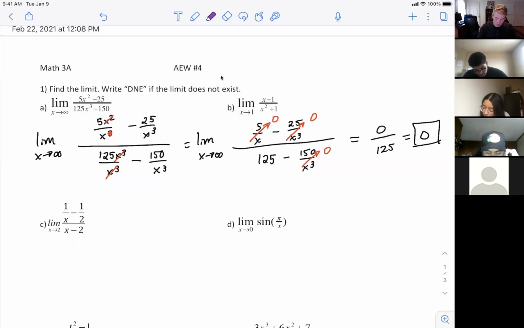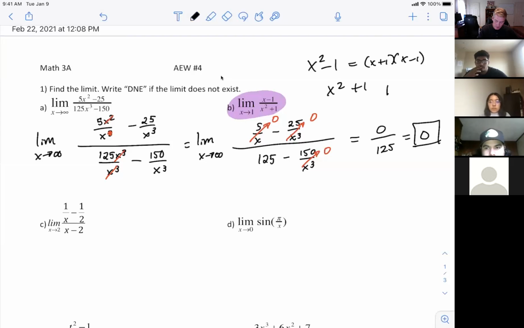All right, moving on to part B. You know what I should do for part B? Anybody got any suggestions? Factor the denominator. So factoring is usually a good idea, but with x squared minus 1, you could factor that into x plus 1 times x minus 1. But x squared plus 1 can't be factored. It's actually prime.